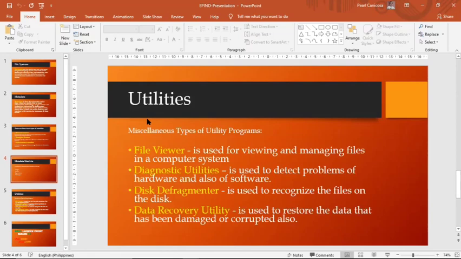Utilities. Miscellaneous types of utility programs. File viewer. It is used for viewing and managing files in a computer system. Diagnostic utilities are used to detect problems of hardware and also of software. Disk defragmenter is used to reorganize the files on the disk. Data recovery utility is used to restore data that has been damaged or corrupted.